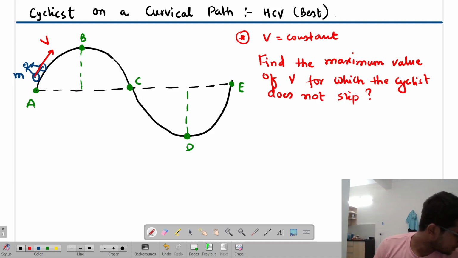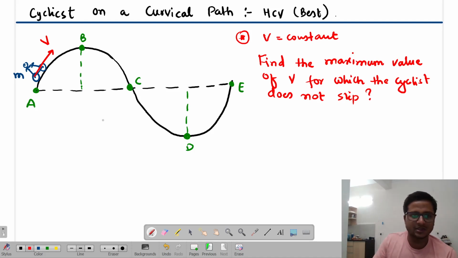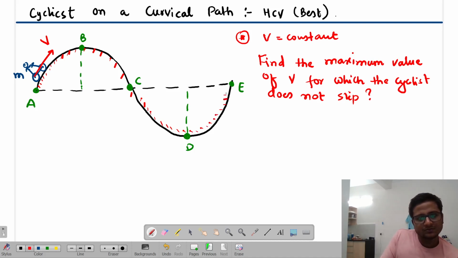So this is called a cyclist on a curvy path. And in this whole path the friction is present. This is a rough kind of surface. So between the cyclist and the surface, the coefficient of friction is mu.